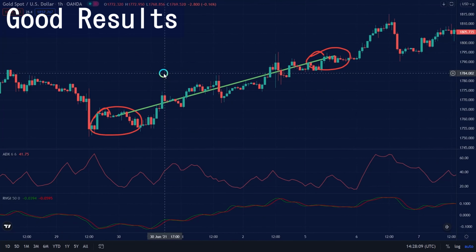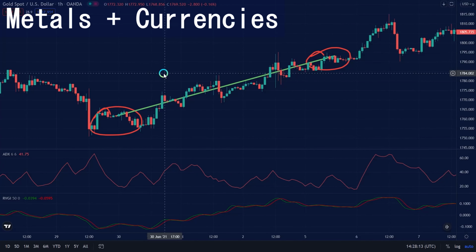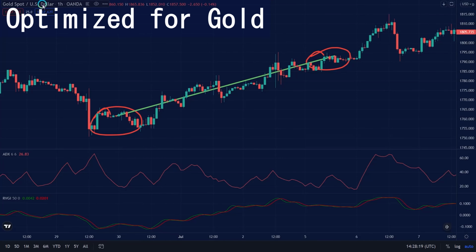I have to tell you that this strategy can be used on any currency pairs as well and any metals, but I further optimized it for gold because in my opinion there are not many great gold trading strategies out there and I want to change that.